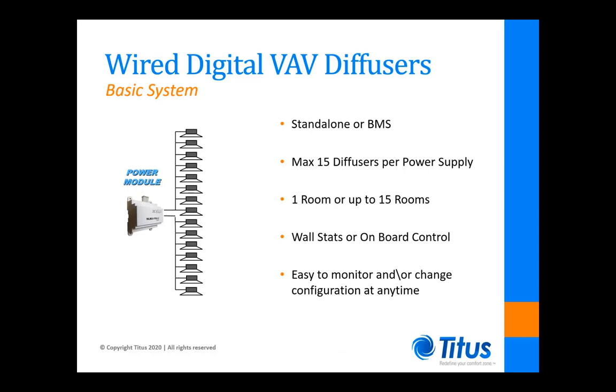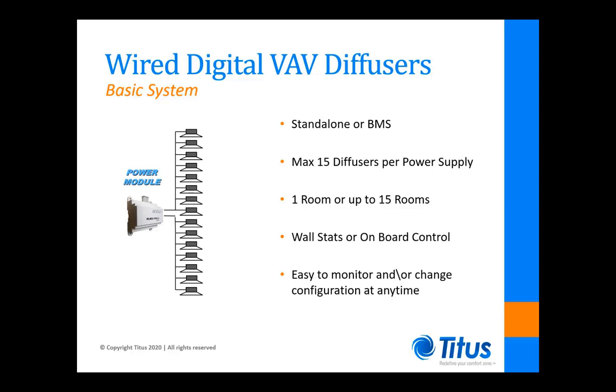A system in its most simple format starts with a single diffuser and a power supply module. Up to 15 diffusers can be daisy chained together with 4-pin minifit connectors to a single power supply, which can be any combination of master or drone diffusers. This basic system you see here can be configured as a standalone or BMS integrated system. If a standalone system is chosen, it can be set up using a laptop and USB accessory dongle which connects the PC to the wall stat.